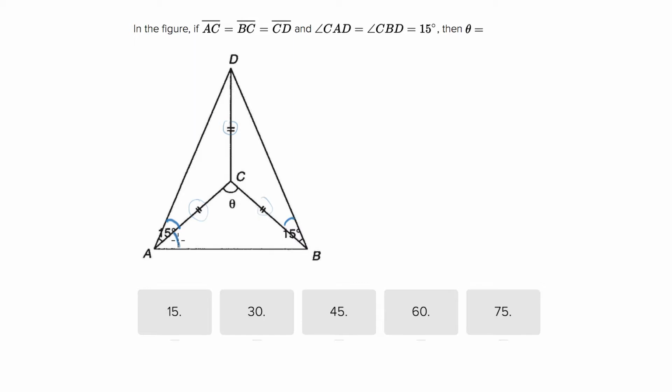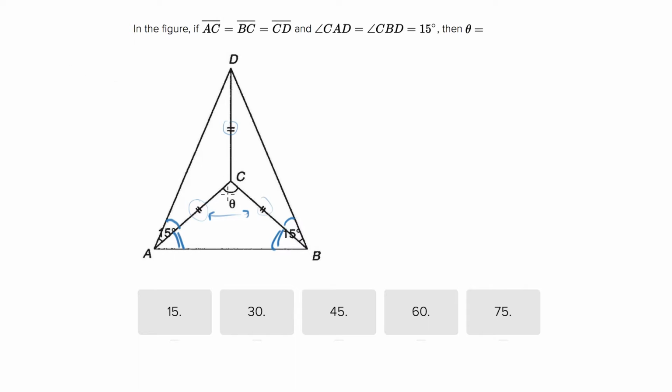Now we know these angles are the same because they tell us that these two sides are the same. So which means this whole big triangle is an isosceles triangle. We know that because of the 15 and the 15. And we know this underlying triangle down here, we know that's an isosceles triangle. So everything's very symmetrical here in this problem. So they want to know what theta is.